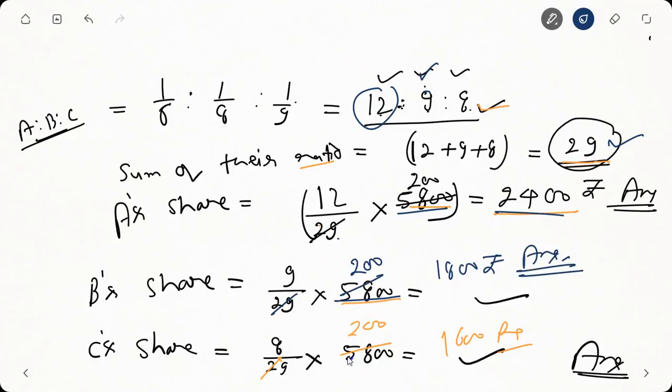Similarly for C's share, the ratio of C is 8 upon total ratio 29 into 5800, where 5800 is the total money earned. Simplifying this, we'll get C's share, that is 1600. So this would be your answer. Got it? Okay.